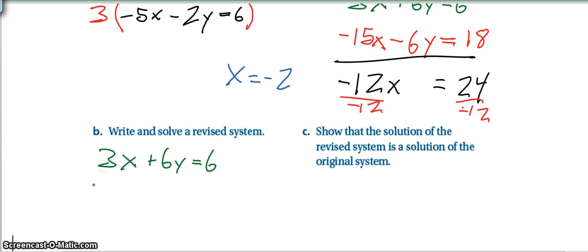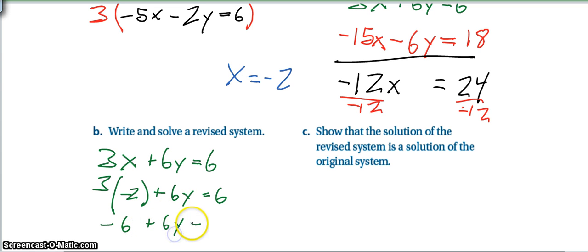So if I want to check this, I can go ahead and plug the value for x in and say that 3 times the negative 2 for the x plus 6y equals 6. Well, the 3 times negative 2 will give me a negative 6, which then, to get rid of my negative 6 from my left side, I would just add 6 to both sides, giving me that 6y is equal to 12. And once I see that 6y is equal to 12, I know that y is in fact equal to 2.